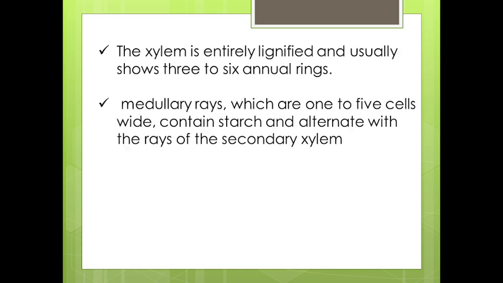Most of the parenchymatous cells of the bark contain starch grains and prisms of calcium oxalate crystals. The xylem is entirely lignified and usually shows 3 to 6 annual rings. The xylem tissue in the root is made up of entirely lignified cells, and when we stain the section with phloroglucinol, the lignified cells get a pink color.